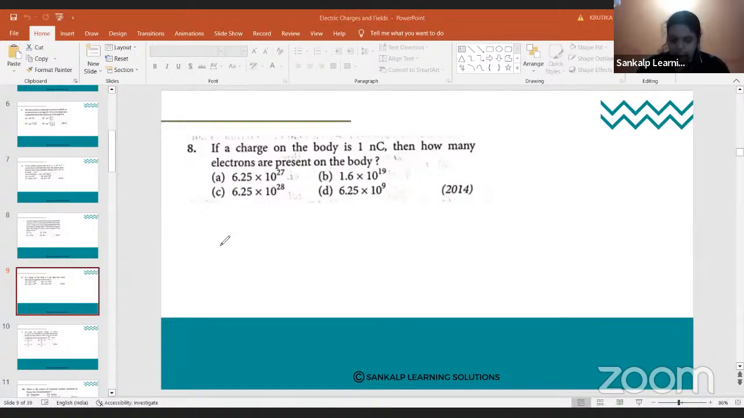Yes, everyone, simplify. Go ahead, because all the colleges might have completed this lesson. So charge Q is equal to n into E. We need the number of electrons, so n is equal to Q divided by E. 1 nanocoulomb is 1 into 10 to the power minus 9, divided by the charge of the electron, 1.6 into 10 to the power minus 19, is equal to n.